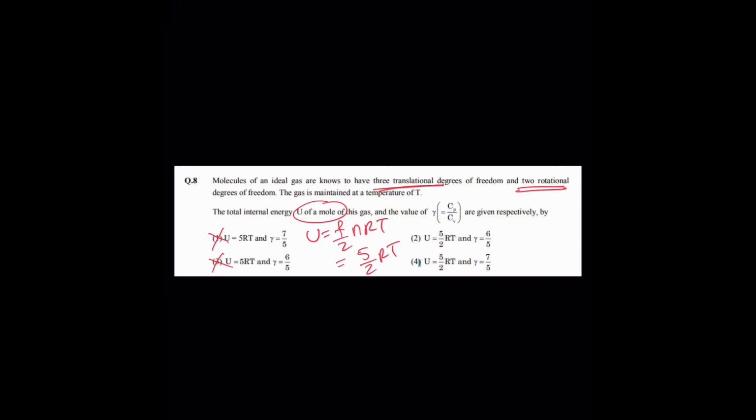Now for gamma, if you can recollect, we again have a very shortcut formula for it. Gamma in this case can be directly written as 1 plus 2 upon F, sorry, not 1 upon F, 2 upon F, where F is nothing but the degrees of freedom. Now if I put the values over there, 1 plus 2 upon F, where F is 5, that is 3 plus 2, and if you solve this, this value will be equal to 7 upon 5. So gamma should be equal to 7 upon 5 and U should be equal to 5 by 2 RT. And if we try to match it, the fourth should be our answer.